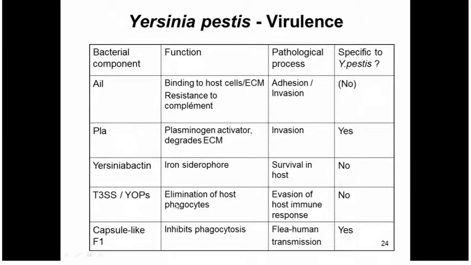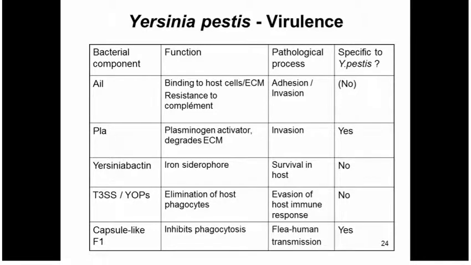How do they avoid being phagocytosed? There's a very, very neat system that all the Yersinia have. It's a type 3 secretion system. So this is kind of like a complicated needle structure in the plasma membrane and the cell wall of the bacteria, which will inject these Yop proteins into phagocytes.